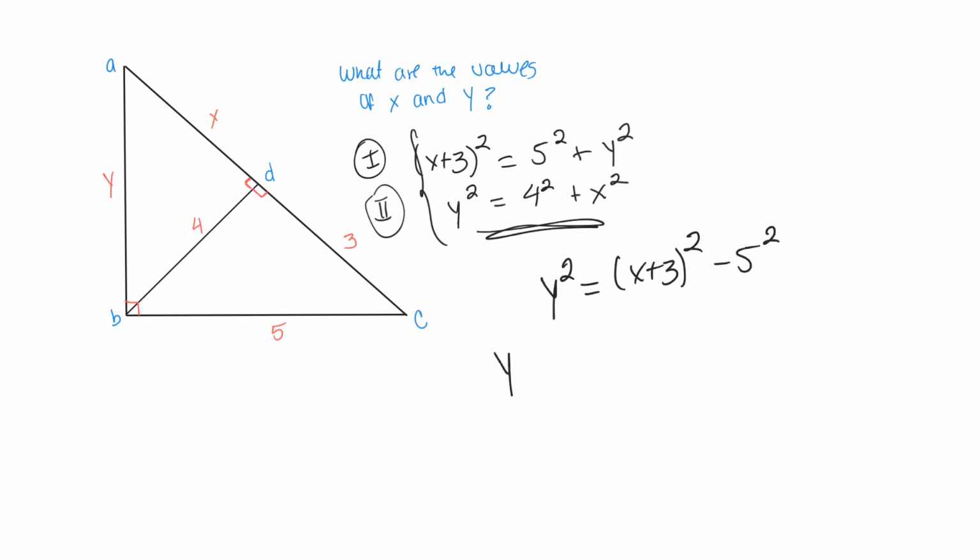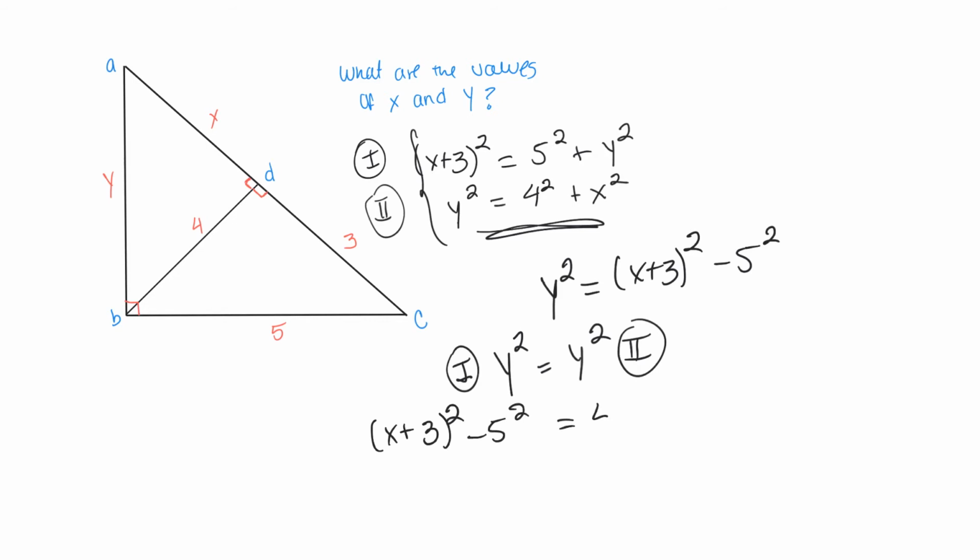And now we can say, hey, y squared is equal to y squared, right? The y squared from the first equation is equal to the y squared of the second equation. Why? Because it's just one y. So we can say the value that you use for the big triangle is exactly the same as the value that you use for the second triangle. So now let's see how this equation will look like. We have (x+3) squared minus 5 squared is equal to 4 squared plus x squared.